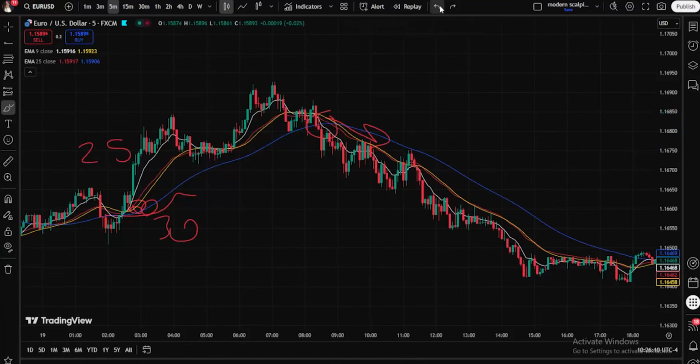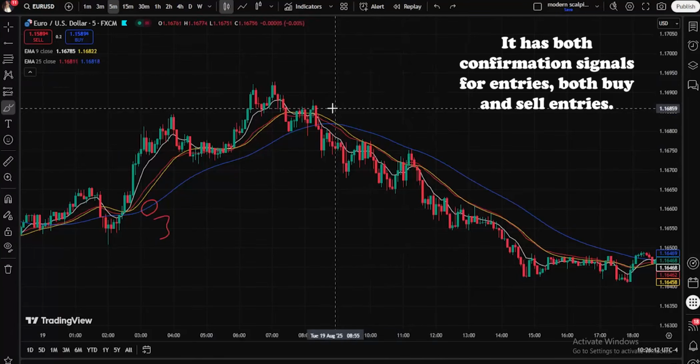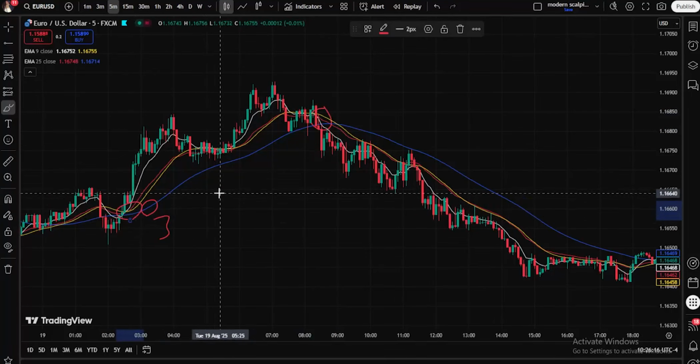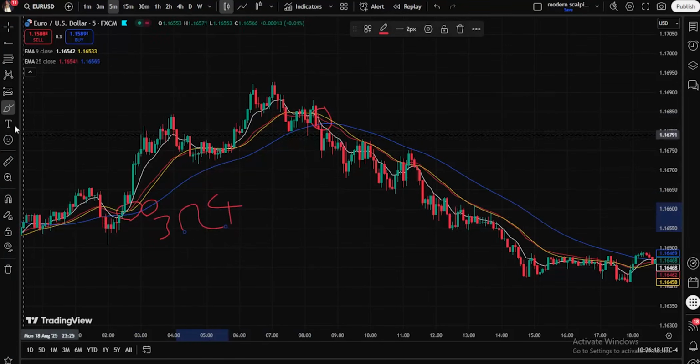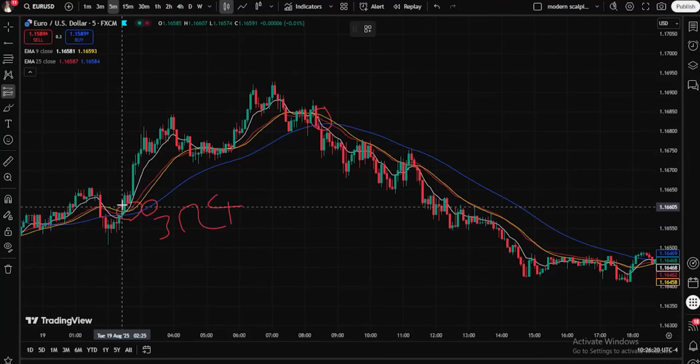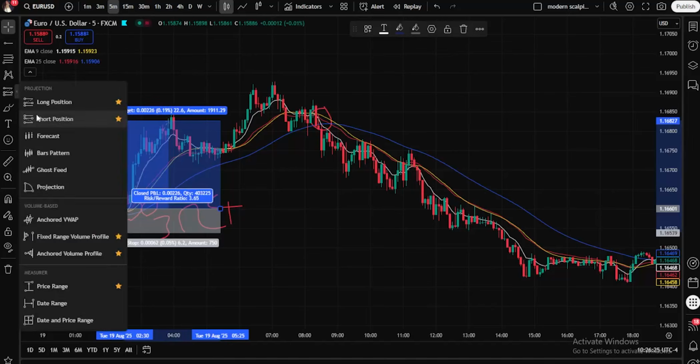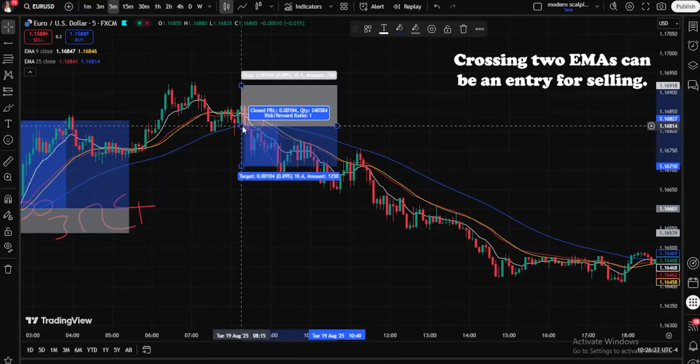Coordination of the middle EMAs. Now you need to see if the EMA 25 is in the same direction as the EMA 30. In the bullish case, EMA 25 should be above the EMA 30. In the bearish case, EMA 25 should be below the EMA 30.